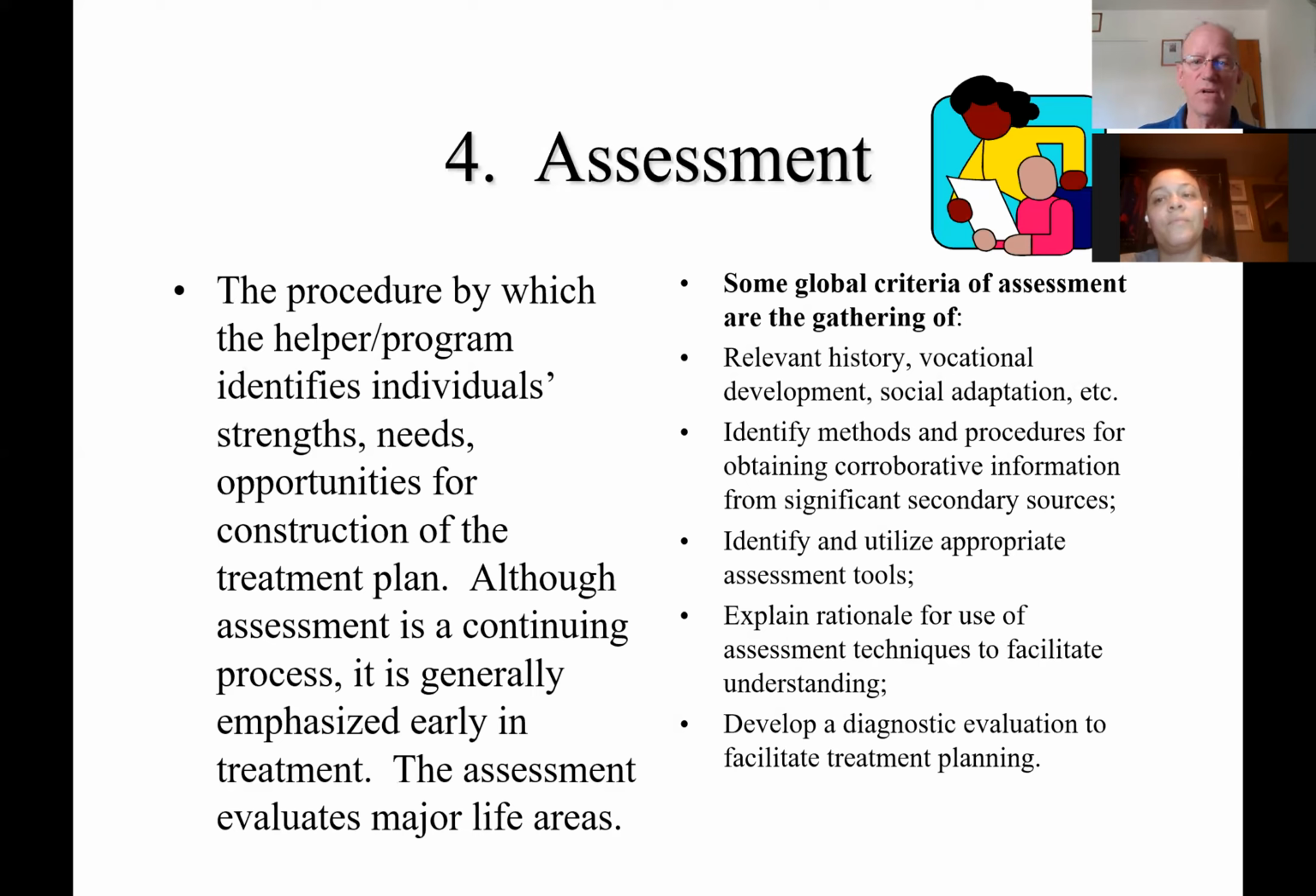All for the purpose of developing a diagnostic evaluation to facilitate treatment planning. So obviously we're excited about the assessment part, that it's done right, and we'll be giving a good deal of information on that, because we want to develop a diagnostic evaluation and identify any coexisting conditions based on the results of all assessments. Christy, do you want to give a little word on coexisting or co-occurring and where that comes in this assessment piece?